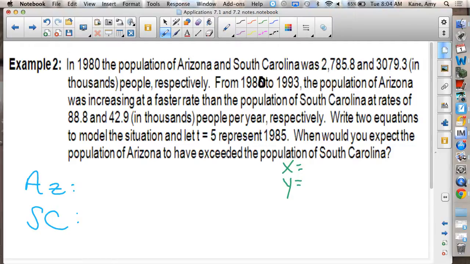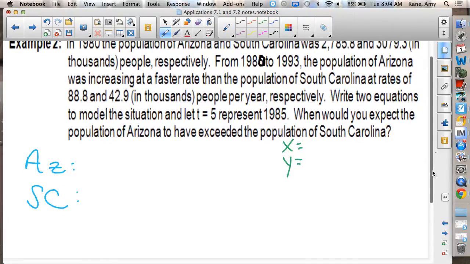Make sure you are defining your variables. What do they mean for each type of situation that you're dealing with? So what would the x represent in my problem? What are we talking about here with x? Maddie? Would it be the number of years? Yeah, so x is going to be the number of years.